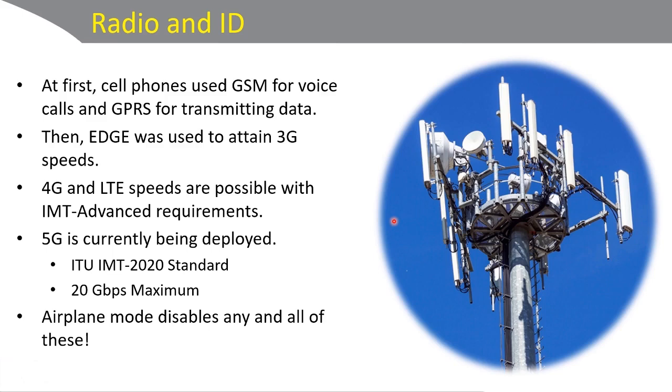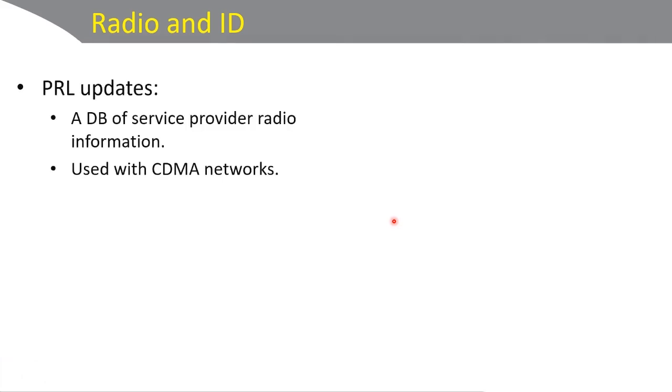So a little bit about radio and ID. There are some other terms that you need to know for the exam. For example, PRL. PRL stands for Preferred Roaming List. This is used by cellular providers that make use of CDMA networks, that's Code Division Multiple Access networks, instead of GSM. It's a database that contains information about the provider's radio bands, sub-bands, service provider IDs or identification of those providers, and so on.